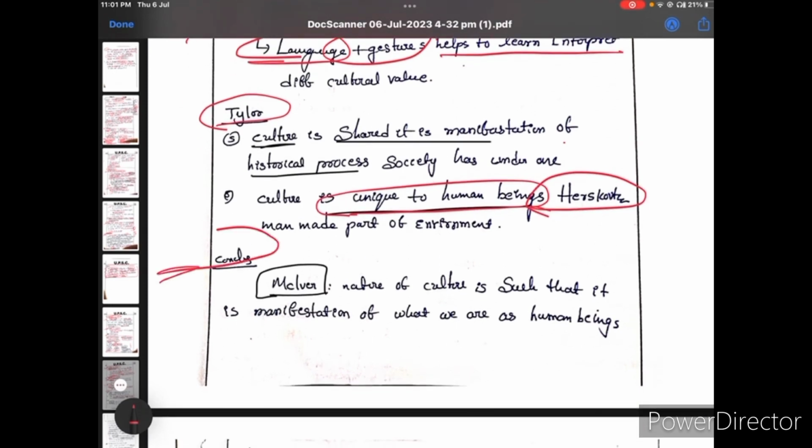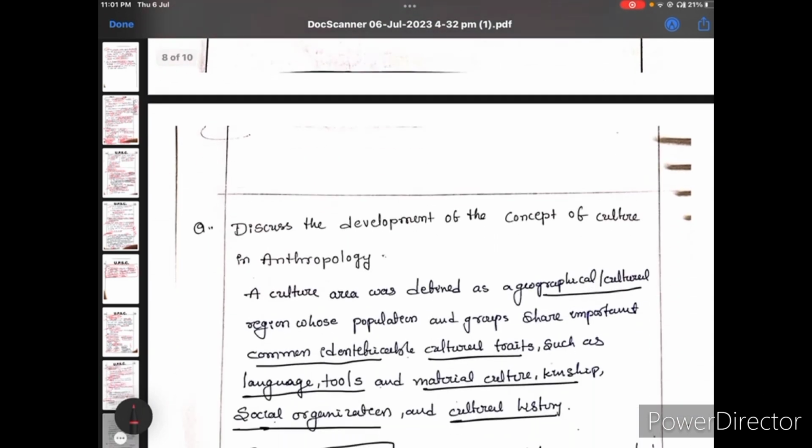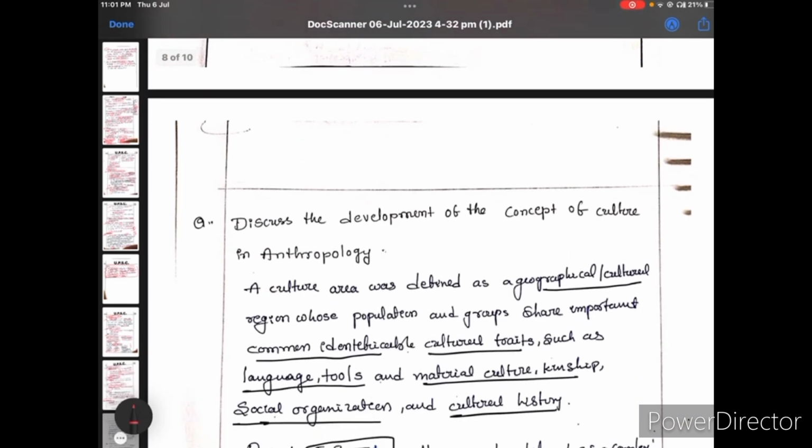Next, coming to the conclusion part. I used an anthropologist's view: the nature of culture is such that it is a manifestation of what we are as human beings. I gave it very simply.